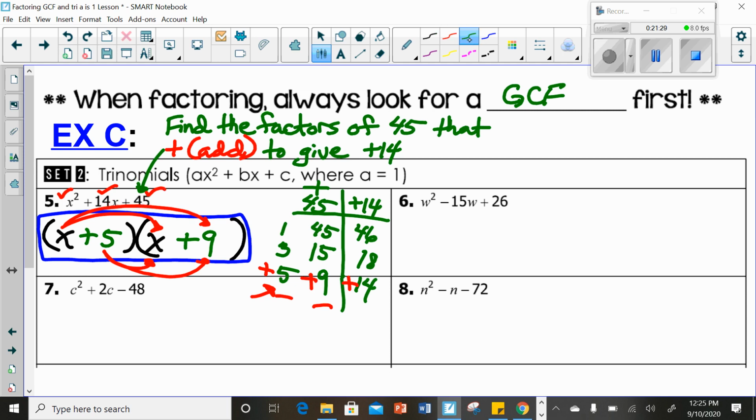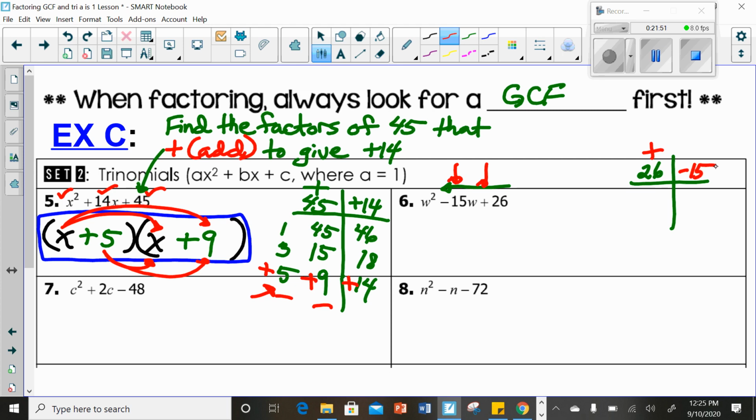All right, so for this one, we're going to read backwards, right? So you're going to read backwards this way. What factors of 26? So in your chart, you're going to write a 26. Because there is a plus in front of that 26, we're going to add the factors of 26. And we are looking for our middle term right there of negative 15.